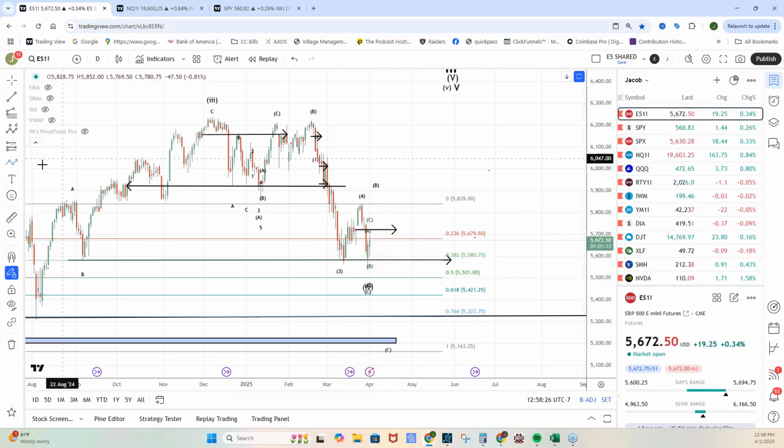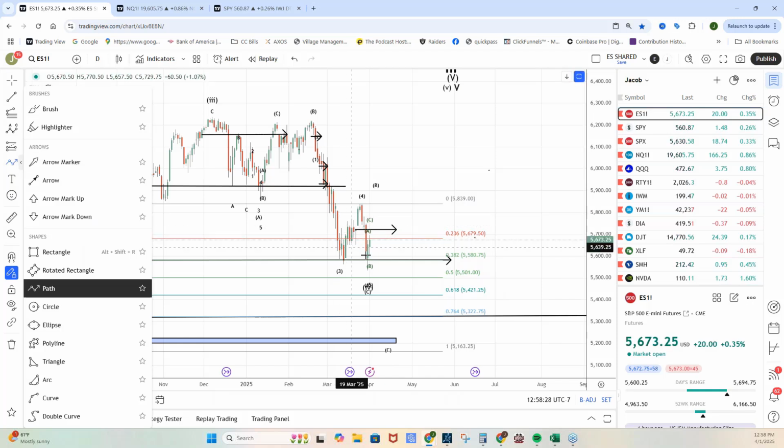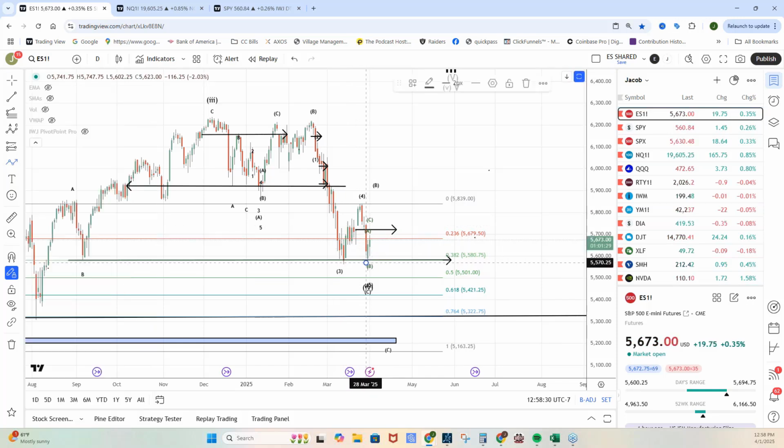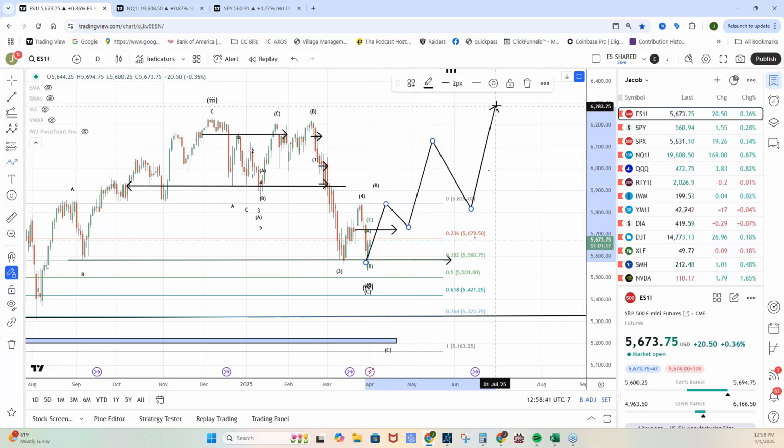The bulls still need to get an ABC up. You'd probably see something like the A of the A up here, and then B, and then C, and then B, and then C back to the all-time highs. So keep those things in mind.